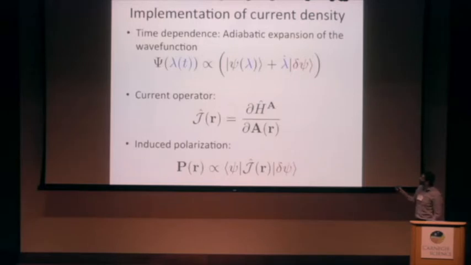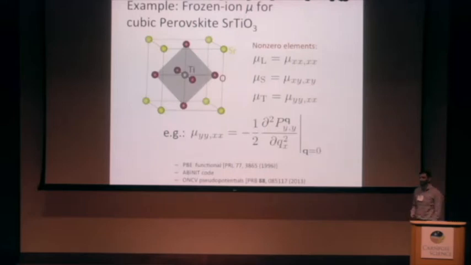So using this adiabatic expansion and our alternative definition of the current operator, then we can calculate the induced polarization that we need for the flexoelectric coefficients. So just in the last few minutes, I'll give some simple examples of these calculations. I'll calculate frozen ion coefficients for a very simple material, cubic strontium titanate. For this symmetry, we have three non-zero flexoelectric coefficients, a longitudinal, shear, and transverse coefficient.